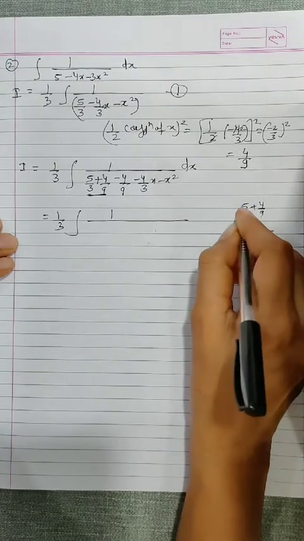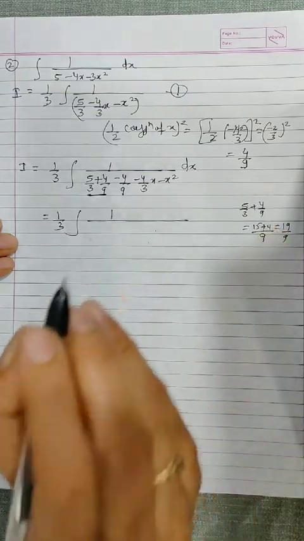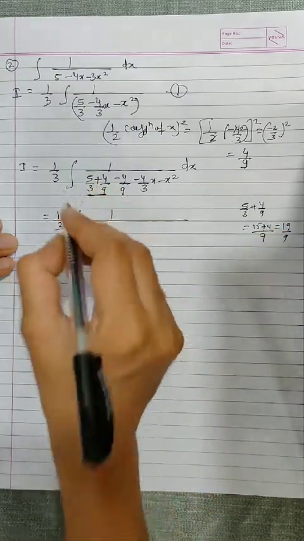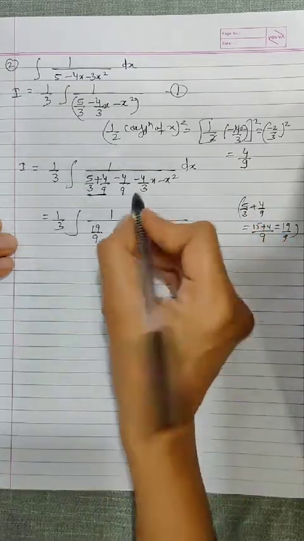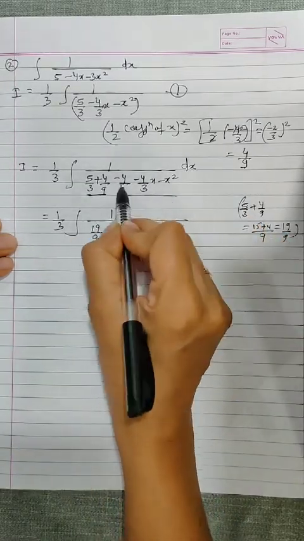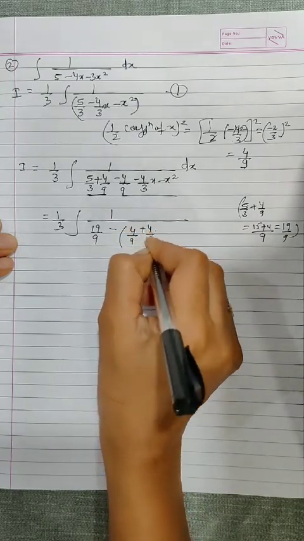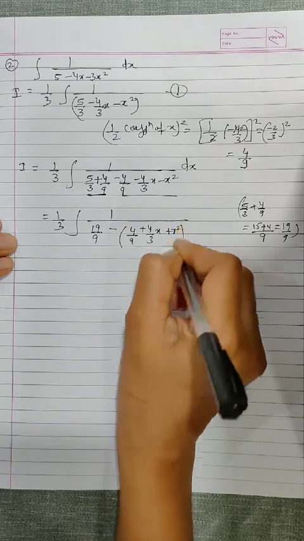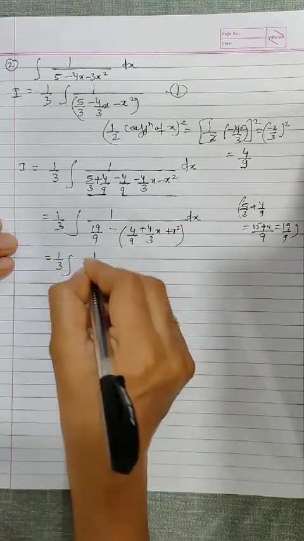So 3 3s are 9. So 5 3s are 15 plus 4 means 19 by 9. Okay, student. So 5 by 3 plus 4 by 3 means 19 by 9, I have written here. Now from these three terms, take out minus common. So in bracket, 4 by 9 plus 4 by 3x plus x square, and this is dx, which is equal to 1 by 3, 1 upon.